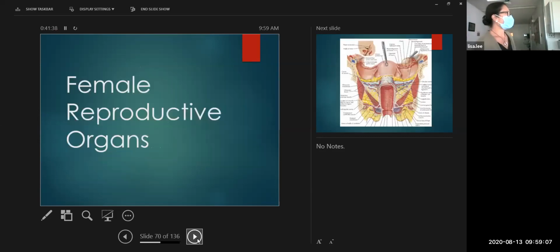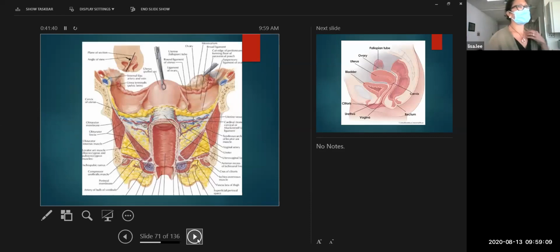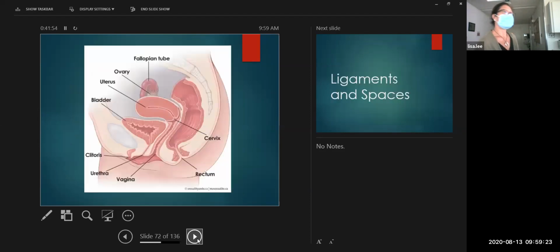Okay. All right, let's talk about the reproductive organs. This is probably the most straightforward. I think you all know this stuff, right? So your uterus, your tubes, your ovaries, your broad ligament, your cervix, your vagina. Okay, kind of a nice view of it. Side view.